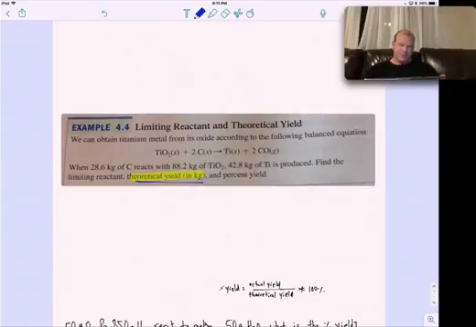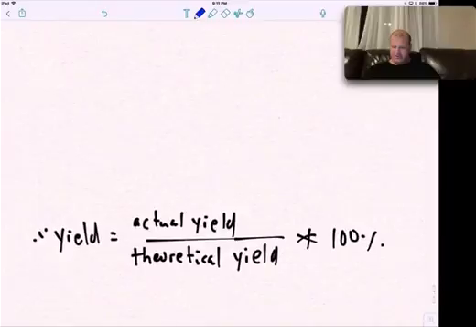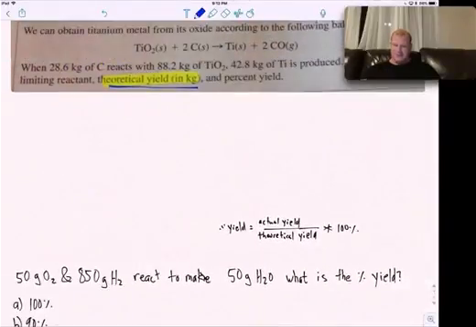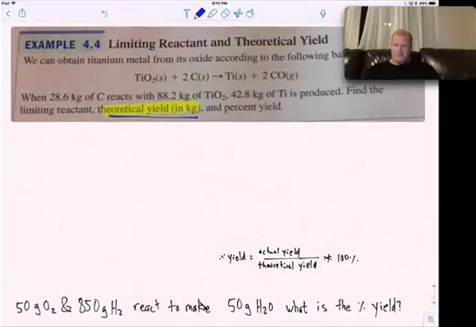So now we have 28.6 kilograms of carbon reacting with 88.2 kilograms of titanium dioxide, and we produce 42.8 kilograms of titanium. What is the limiting reagent, the theoretical yield, and the percent yield? Okay, so the percent yield, this is the formula, is the actual yield over the theoretical yield times 100%. And so first things first, let's figure out the limiting reagent and the theoretical yield.